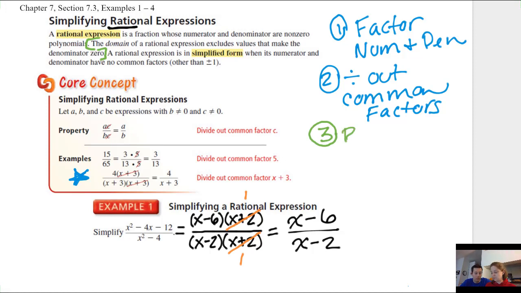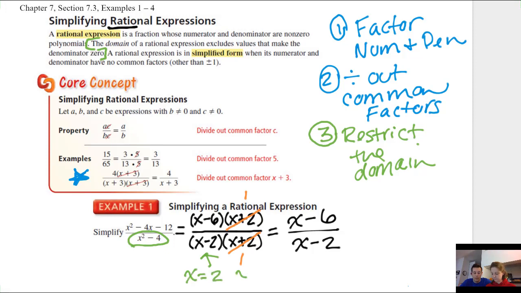Step 3 is to restrict the domain. If you go back to the second sentence, the domain of a rational expression excludes values that make the denominator 0. That's from the original rational expression. In our original rational expression, we had 2 values that made the denominator 0. It might be easiest to see them in the factored form. We see that x equals 2 would make the denominator 0, and we see that x equals negative 2 would make the denominator 0.